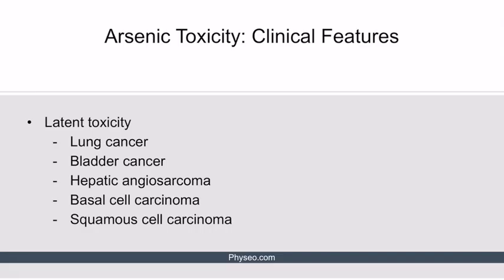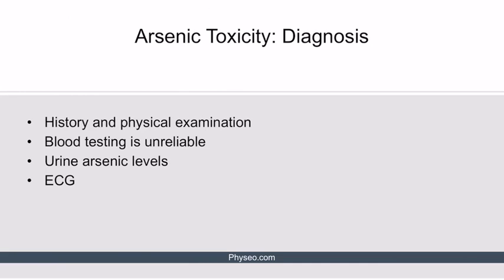Latent arsenic toxicity is defined as toxicity that happens after exposure to arsenic has actually already stopped. Now, under this category, it's important to know the various cancers that have been associated with arsenic exposure in real life and on the boards. Now, those are lung cancer, bladder cancer, hepatic angiosarcoma, basal cell carcinoma, and squamous cell carcinoma, particularly in the palmoplantar distribution. Just like with lead toxicity, the diagnosis of arsenic toxicity begins with a careful history and physical, looking for likely sources of arsenic exposure, as well as signs or symptoms of arsenic poisoning.